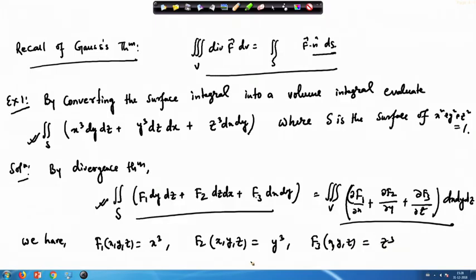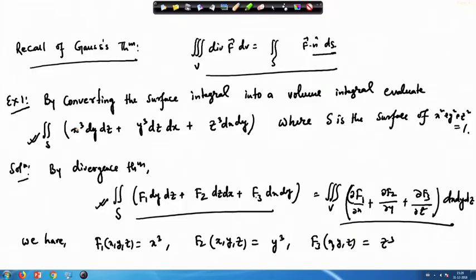Since f1 is a function of x only, f2 is a function of y only, and f3 is a function of z only, it makes our life a lot easier. Otherwise f1 could be a product of x, y, z and their powers, and then it would have become a little bit complicated. But since everything is a function of one variable only, this is a fairly simple example to do.